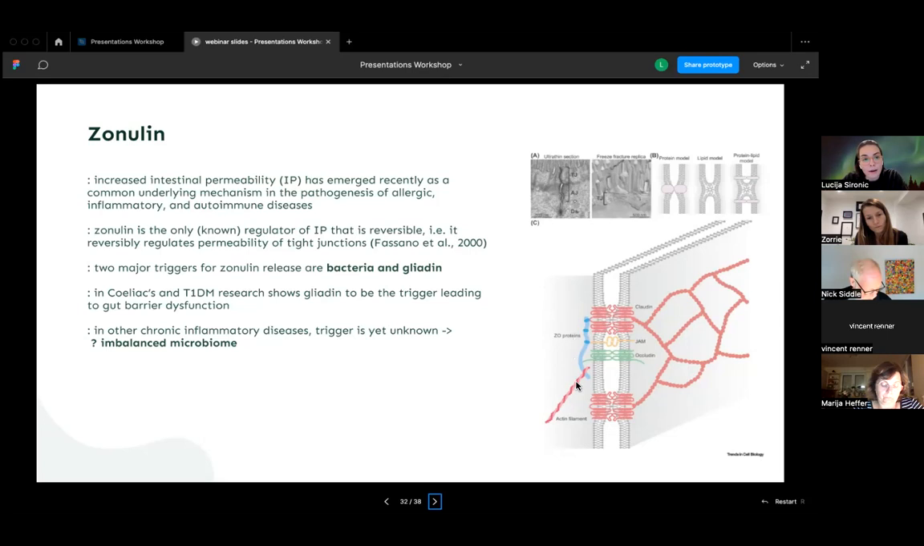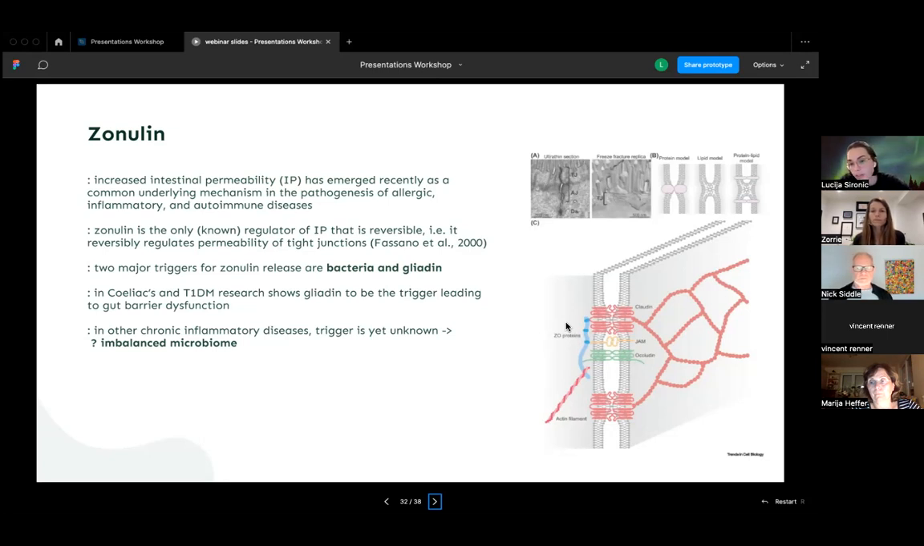cytoskeleton. It was discovered more than 20 years ago, and from then we know that zonulin is the only known regulator of intestinal permeability. So basically, zonulin orchestrates how tight or not so tight these junctions are. And what we see when you measure a high zonulin level is that something triggered it to be released. And from what we know now, there are quite a few common triggers.